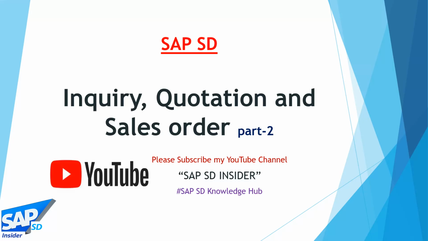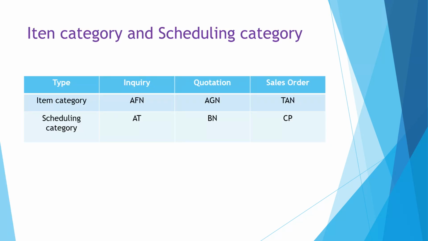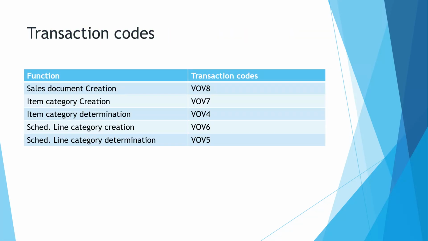So to create the inquiry, quotation and sales order, we will now discuss the mandatory configuration. You can see once again the item category and schedule line category here. The item categories of the inquiry, quotation and sales order are AFN, AGN and TAN, and the schedule line categories are AT for inquiry, BN for quotation, and CP for sales order. These are all standard, you need to know. These are the transaction codes. I will discuss this later, in the middle of the video.